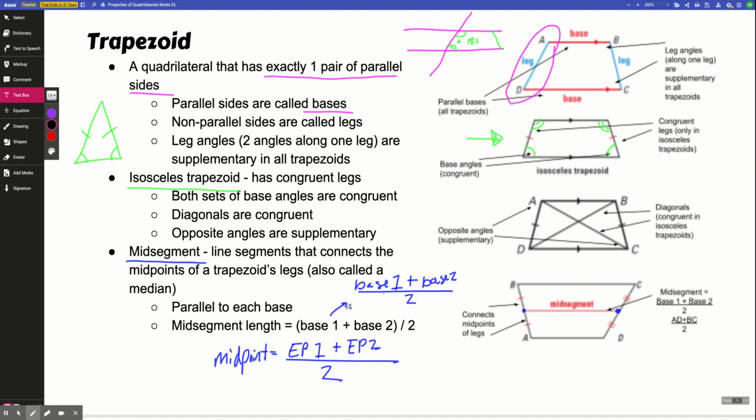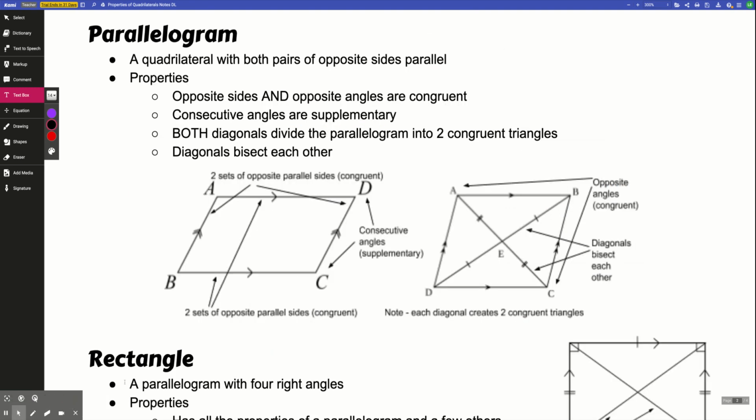All right. Give me a second to clear my screen off, and then we're going to talk about properties of parallelograms and other shapes that fall underneath the parallelogram umbrella. All right, folks, so here we are on the second page. We're going to talk about parallelograms as well as some other shapes that are special types of parallelograms.